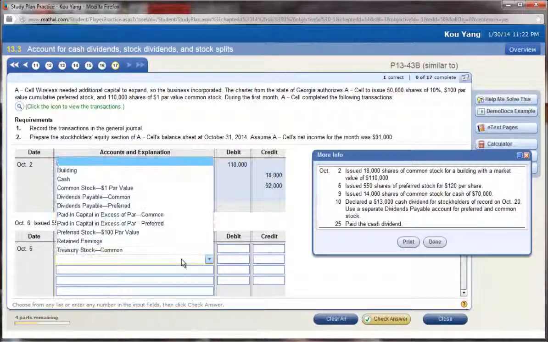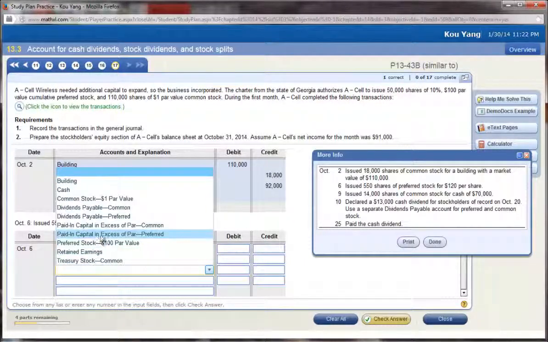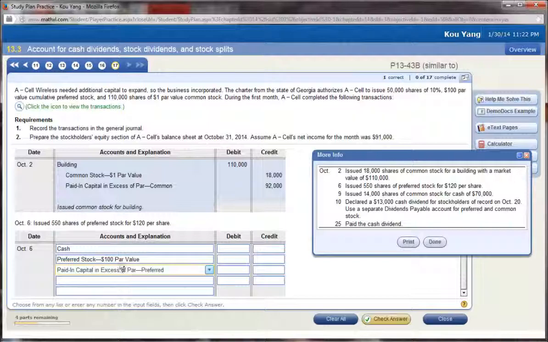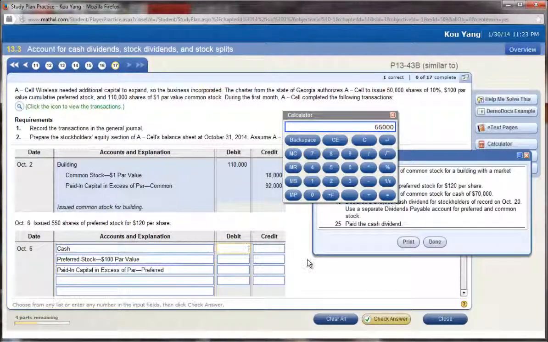So we are going to record the preferred stock at 100 par value, and we're also going to record a paid-in capital in excess of the par for the preferred because it's valued at 100, but we sold it for 120. So let's get our calculator. And we issued 550 shares for $120. So that's 66,000.